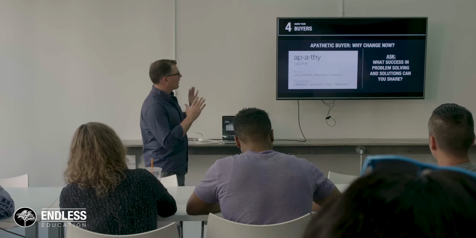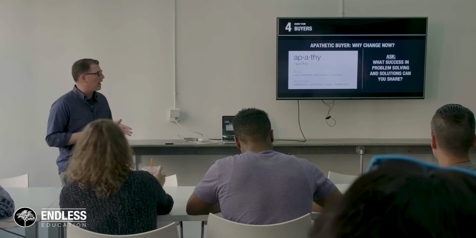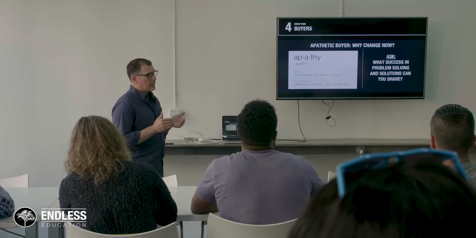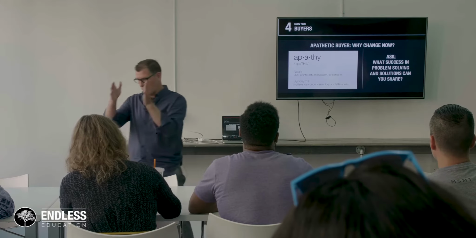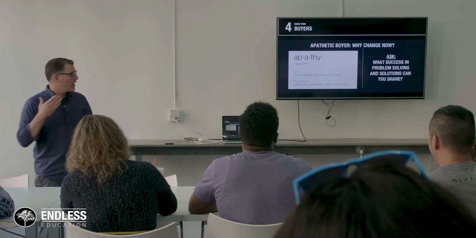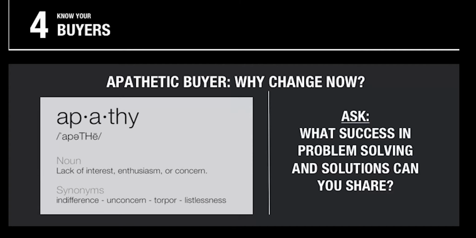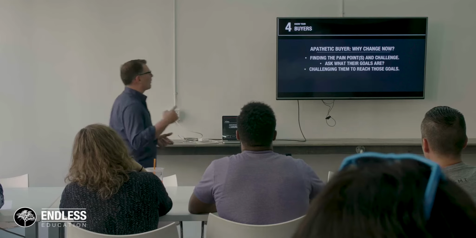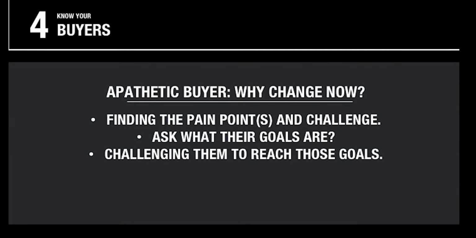So when you're thinking campaigns, I'm just going to go across your 4 types of buyers. You have to be thinking in this way, and you have to be categorizing your campaigns to your buyers, right? So you have your apathetic buyer. We all know what apathy is. You have to be asking yourself with your apathetic, what success and problem solving and solution can you share? So apathetic buyers, they need some encouragement. They need to believe that you're going to be able to do something for them. And for apathetic buyers, you need to look for their pain, right? What's their pain? And then challenge that.